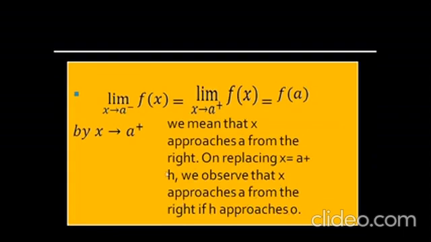So now we know the meaning of x approaches a minus and x approaches a plus. Once again I am repeating this. X approaches a minus means slightly less than a, towards the left side. And x approaches a plus means slightly more than a, it approaches from the right side.